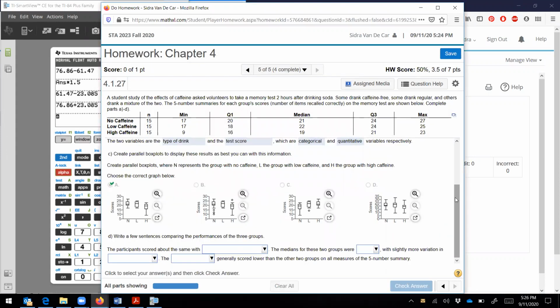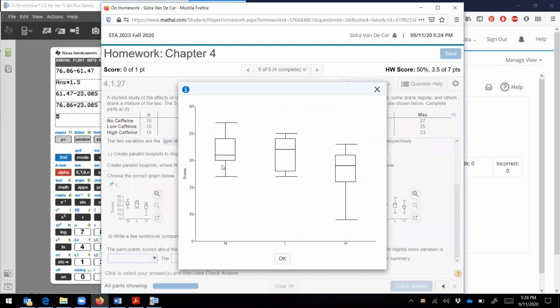Write a few sentences comparing the performance of the three groups. Okay, so we know we're looking at this chart. So notice that the no caffeine group potentially have the highest performance. The range is close to the low caffeine group, but the low caffeine group's median is higher. And the high caffeine group has the lowest median and the potentially lowest performance by going down here.